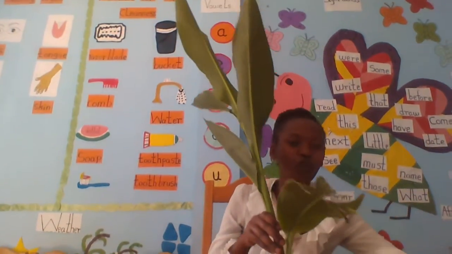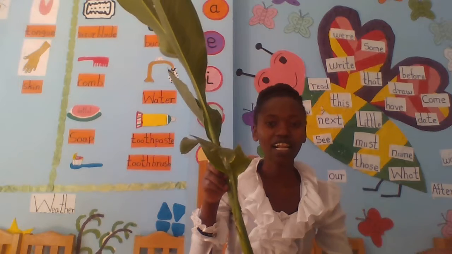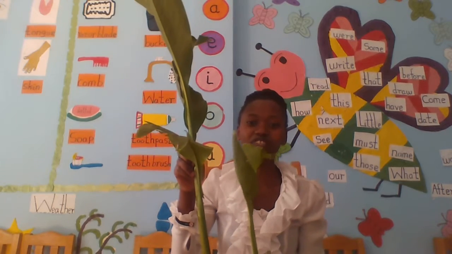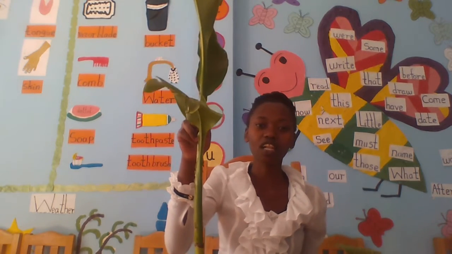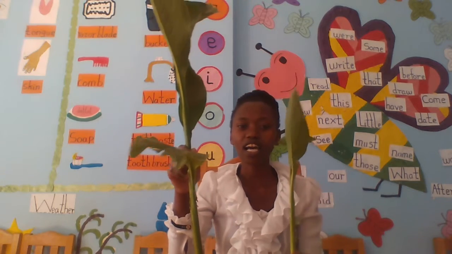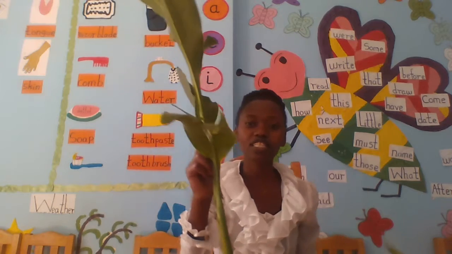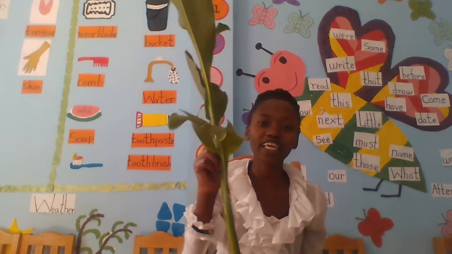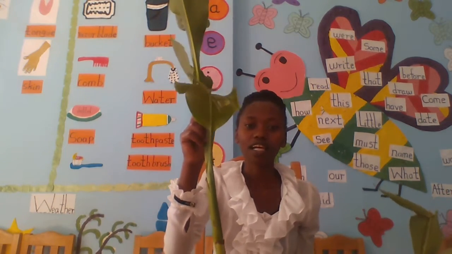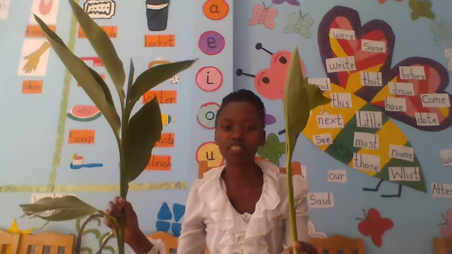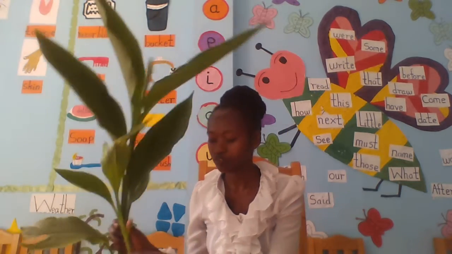Good. This one is tall. What is the opposite of tall? Short. Have you seen? This one is tall. The opposite of tall is short. The opposite of short is tall. Short, tall. Good.